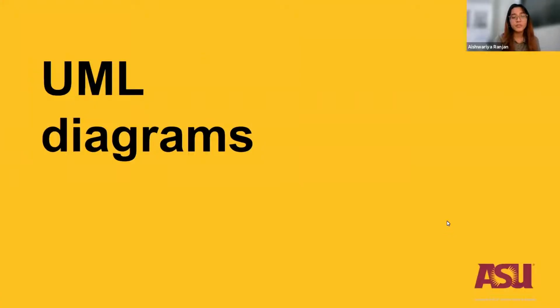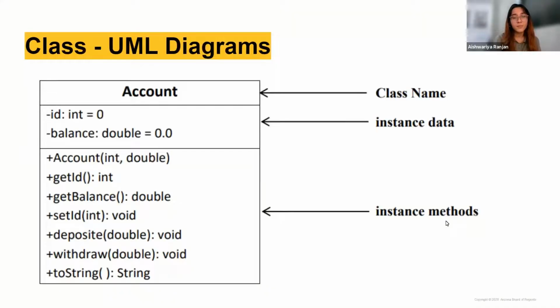Starting off with UML diagrams. A UML diagram is typically used in Java to express what a class would look like, what the attributes and methods of that class would be. It's a nice, concise way of specifying a class.